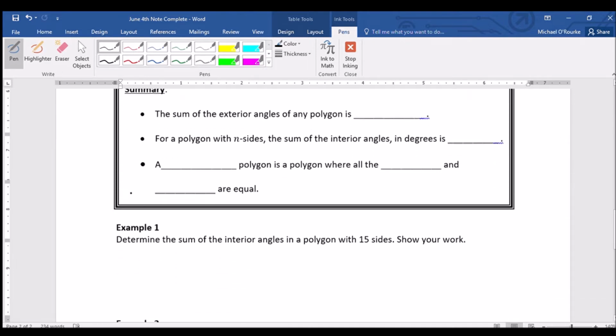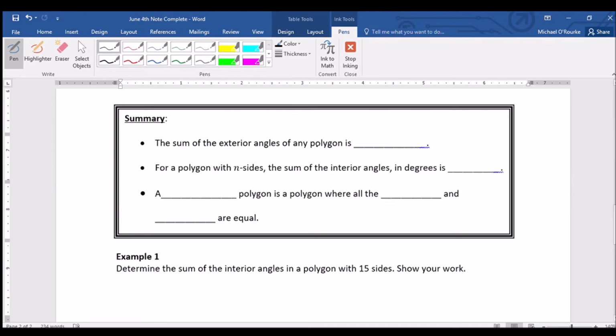So let's do a little summary here. The sum of the exterior angles in any polygon is 360. For a polygon with n number of sides, the sum of interior angles in degrees is, this is where our formula comes in, number of sides minus 2, because that gives us the number of triangles inside that shape. And how many degrees in a triangle? Well, 180. So number of sides minus 2, which gives us the number of triangles. Triangles have 180 degrees in them, so we take the number of triangles times 180.